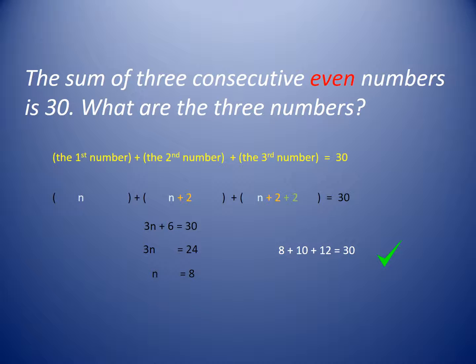So 8 must be the first number, the next number must be 10, and the one after that must be 12. They're all 3 even, and if we add them up, 8 plus 10 is 18, plus 12 is 30. Our answer is good. Hope you got it.